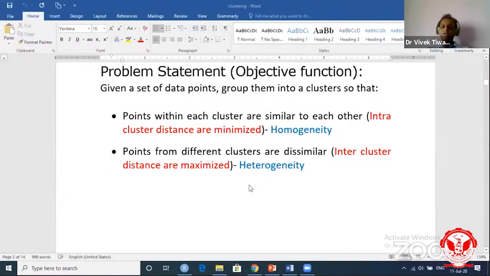Another objective function is that points that belong to different clusters should be dissimilar. That is, the inter-cluster distance should be maximized. That is called heterogeneity. So homogeneity and heterogeneity are two properties. Once your clustering process takes place, we have to check these two objective functions every time. If I'm increasing the homogeneity and heterogeneity, then I'm going in the correct direction. If my homogeneity or heterogeneity is not increasing, I have to relook at whatever I have done. That is the guiding parameter that helps you run your clustering process, and these two objective functions are associated with any kind of clustering algorithm.